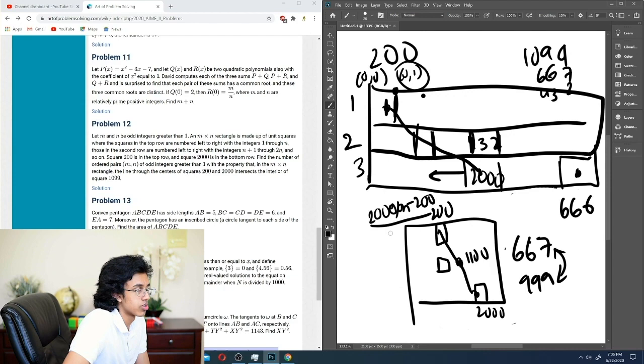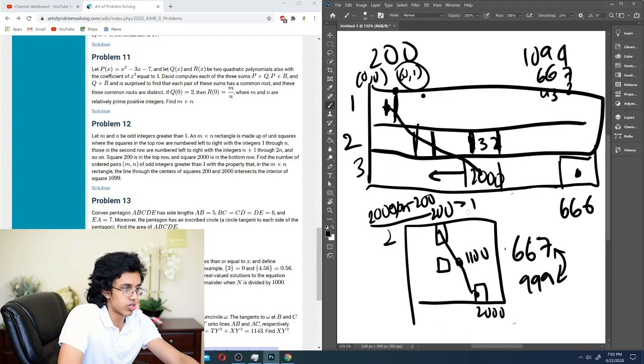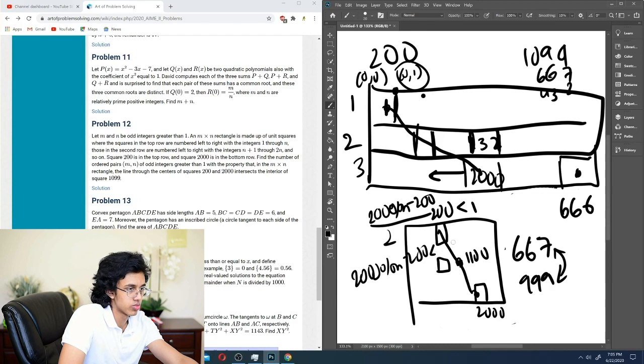Yeah, the slope, it goes down 2 or 3? 2. Yeah, it goes down 2. So we want this to be greater than 1, or less than 1. So essentially we want 2000 mod n minus 200 to be less than 2.